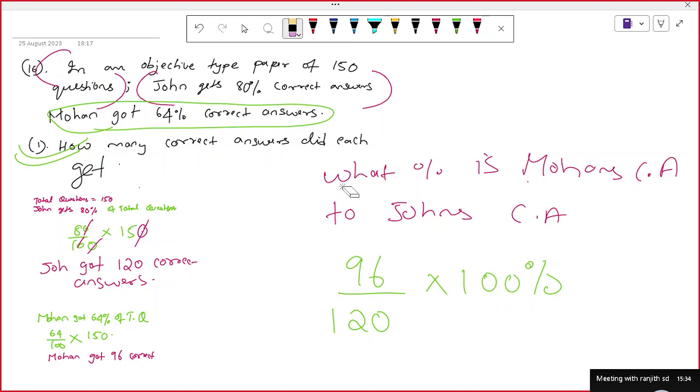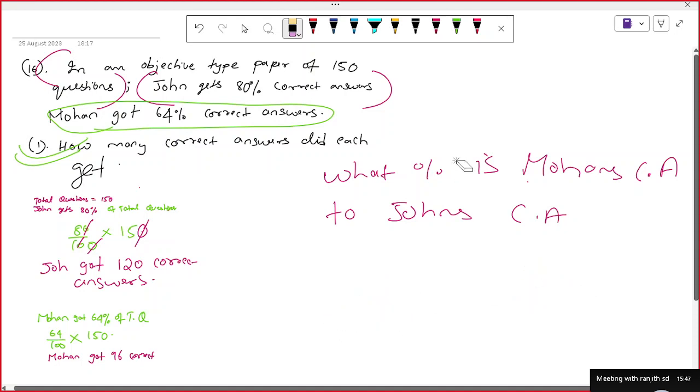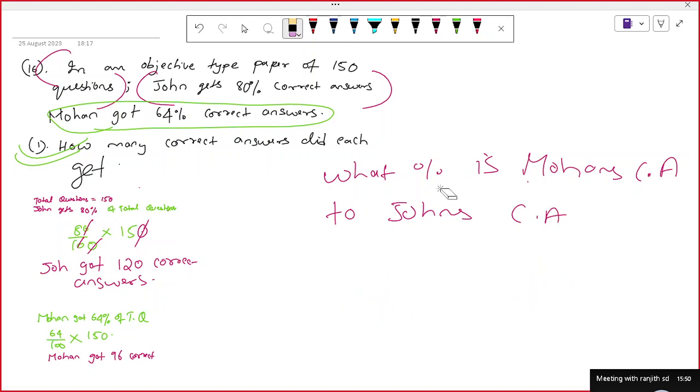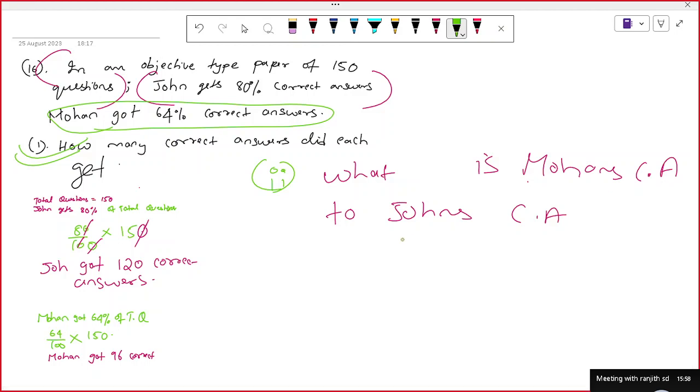In most word problems you have to convert into algebraic expressions. That's it. All these are known as algebraic expressions or arithmetic expressions, arithmetic values. Okay, look here. To make it simpler, I'll remove this percentage. Stop doing it, look at the screen. This is the second part of the question. What is Mohan's correct answer to John's correct answer? I'll remove even the percentage.